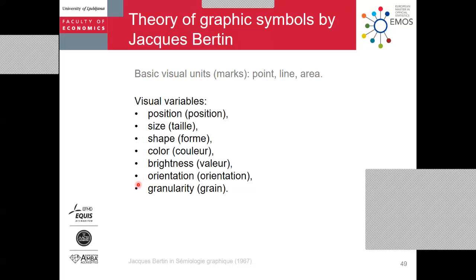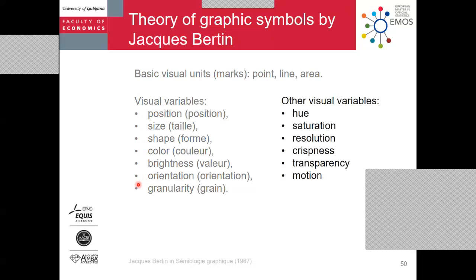And later on, other visual variables were added to Bertin's list, for instance, distinguishing between hue and saturation, which was not previously the case, adding resolution, crispness, transparency. And again, here we have motion, so when we think of a computational display. Now, we mentioned motion also as a pre-attentive attribute and now as a visual variable.